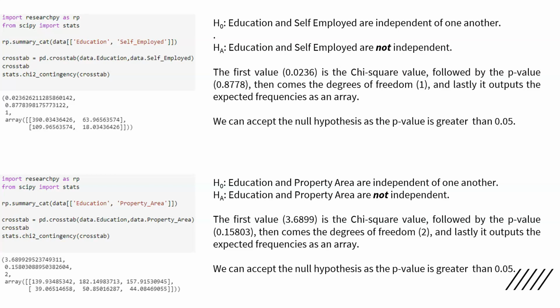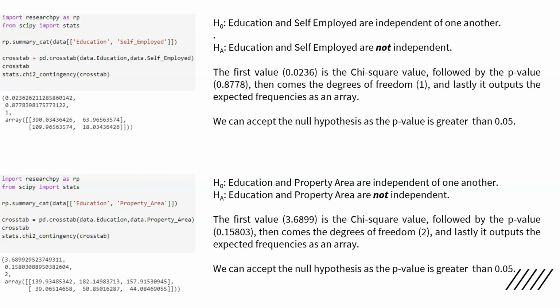And the chi-square value that I'm getting here is 0.0236, but I am more interested in the p-value, right? That is what I'm interested in. So the p-value is 0.8778, right? That means the p-value is greater than 0.05. That means we are accepting the null hypothesis. That means there is no relationship, right?